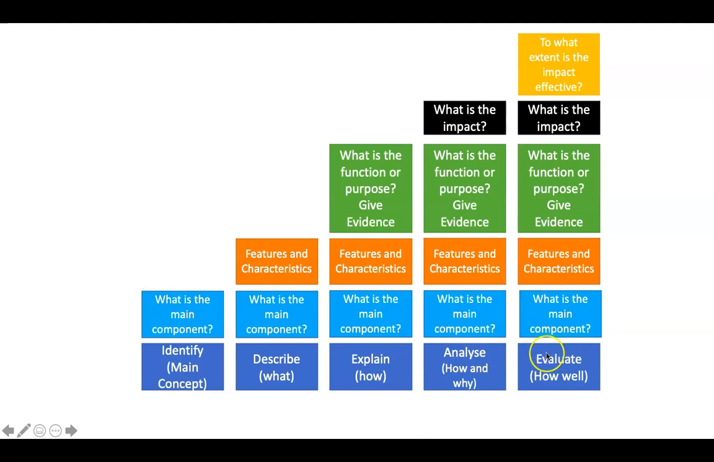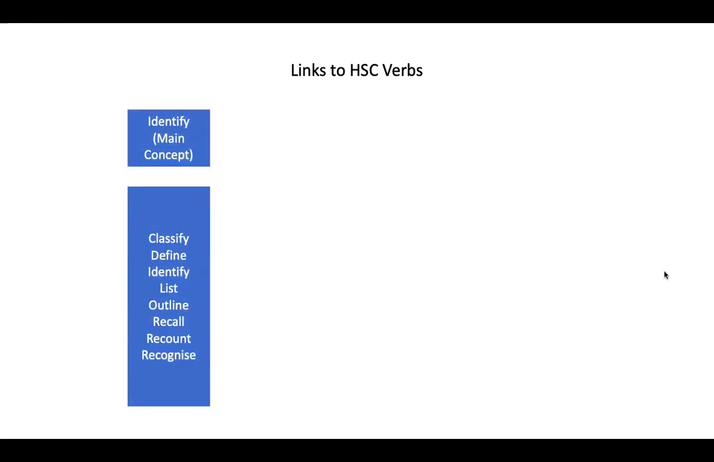Likewise with evaluate or justify or any of those really higher order ones, you need to do all of this work beforehand to provide the evidence so that your evaluation makes sense in the end. Now, each of these, I, D, E, A and E, are linked to specific HSC verbs. And I'm sure you've seen a list of HSC verbs before. So this scaffold is really a way to help you classify each of those HSC verbs into the type of answer that the question's asking for.